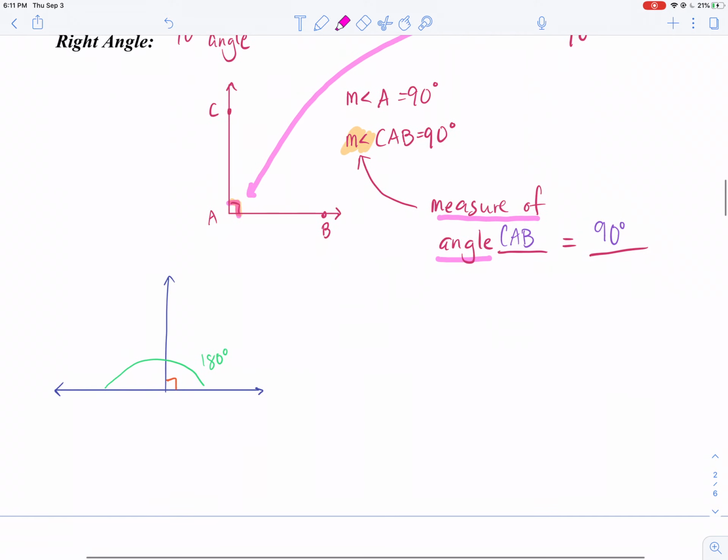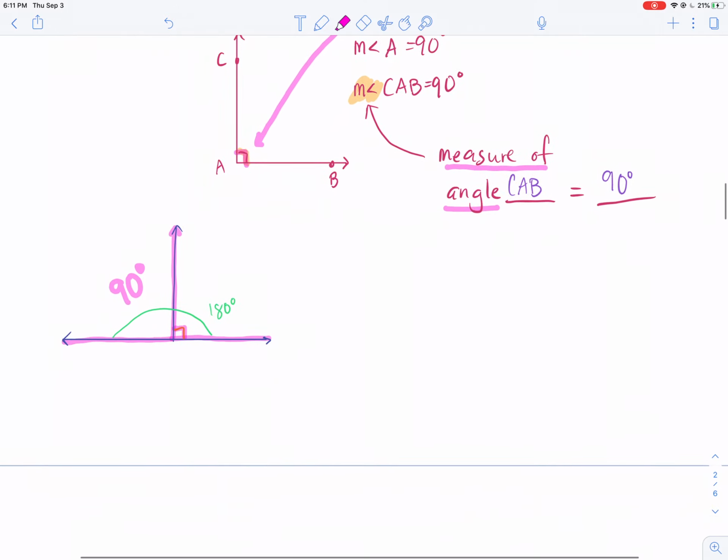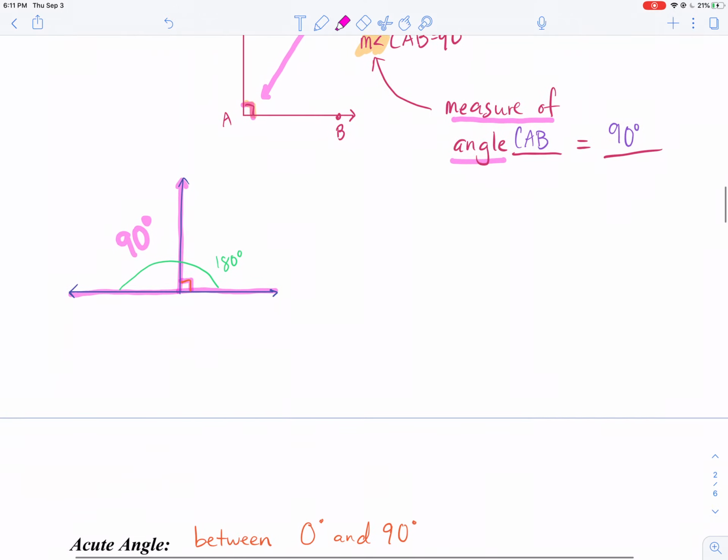And then sometimes I'm going to have ones where I have opposite rays and I'm given a 90-degree angle on one side. And because I know they're opposite rays, it's equivalent to 180 degrees. So I can calculate that this other side is also going to be 90 degrees, even though it does not have the little square, because the other side is 90 degrees.